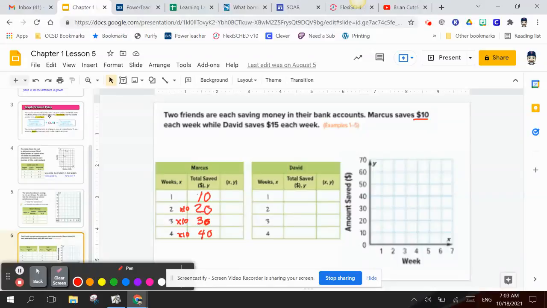So then I write my ordered pairs. I have 1, 10. I have 2, 20. I have 3, 30. And I have 4, 40. So if I graph his in red, start at 0, I go over 1, up to 10. Start at 0, over 2, up to 20. Start at 0, over 3, up to 30. Start at 0, over 4, up to 40. And that's Marcus.